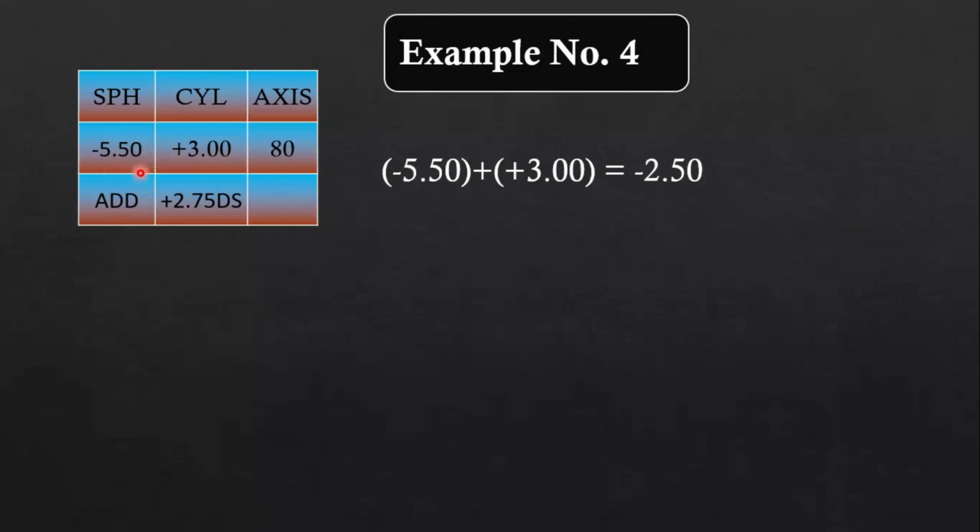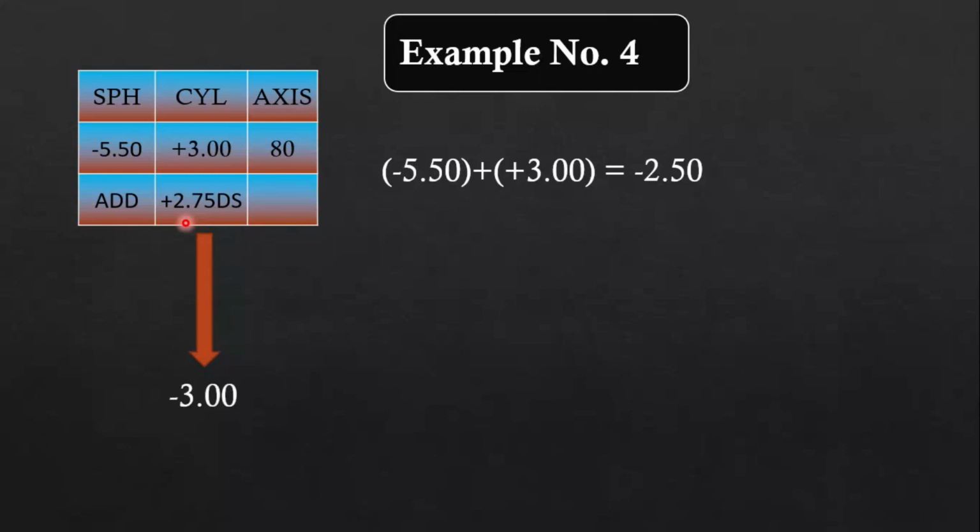For distance, firstly we'll go for new spherical and we need to add the algebraic sum of the given value of spherical and cylindrical. Now in this example, the algebraic sphere is minus 5.50 and the algebraic cylinder is plus 3. After adding algebraic numbers minus 5.50 and plus 3, you will get the new spherical value, that would be minus 2.50 diopter spherical.